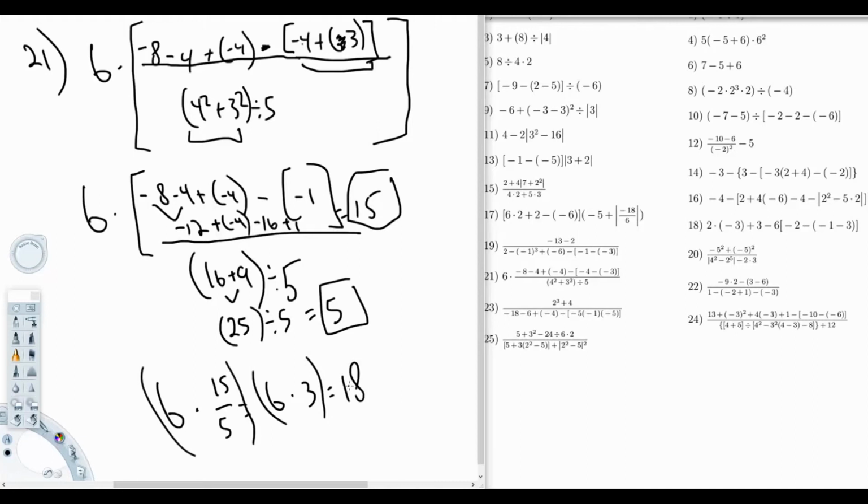Number 21 minus 18. Where's the minus? Where did I go wrong? What did I do wrong?